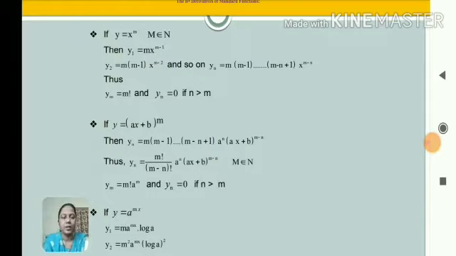So first of all, let us take y equal to x raised to m, for small m belongs to capital N. This y1 is equal to m into x raised to m minus 1, so it is the first derivative. y2 is m into m minus 1 into x raised to m minus 2, and so on. yn is equal to m into m minus 1 up to m minus n plus 1 into x raised to m minus n. Thus, ym is equal to m factorial and yn is 0 if n is strictly greater than m.